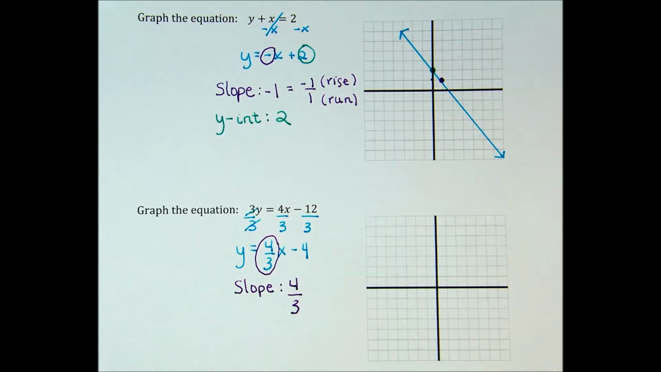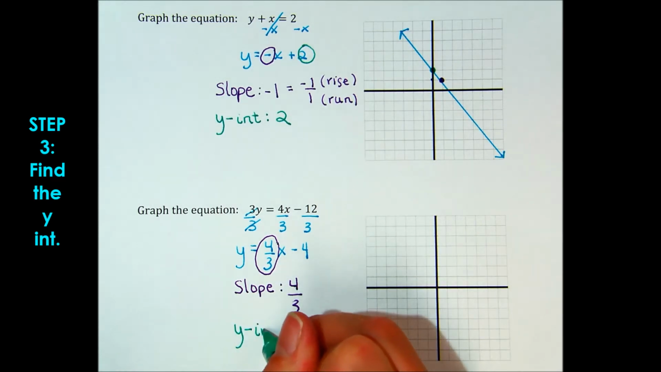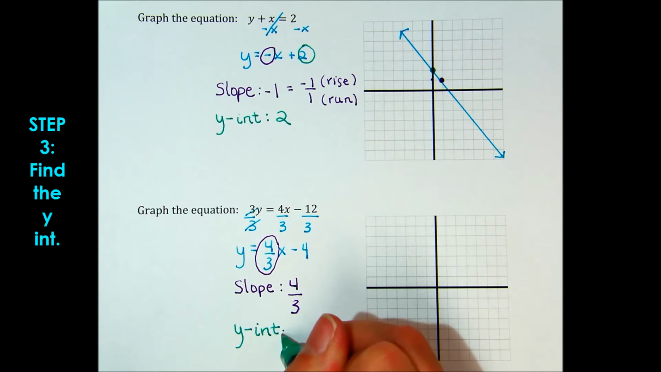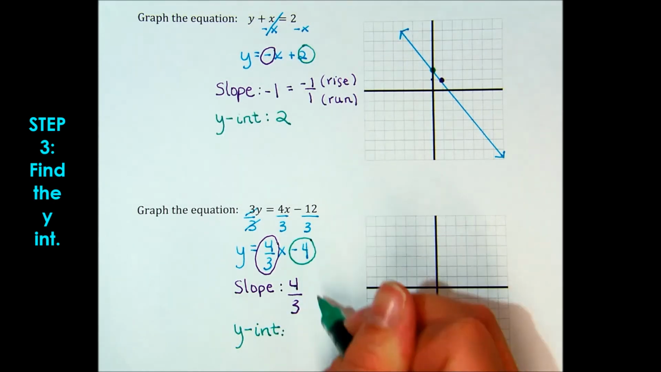After identifying the slope, I have to then identify the y-intercept, and again, the y-intercept is the number that is being added or subtracted from the end of the equation. In this example, my y-intercept is going to be a negative 4.